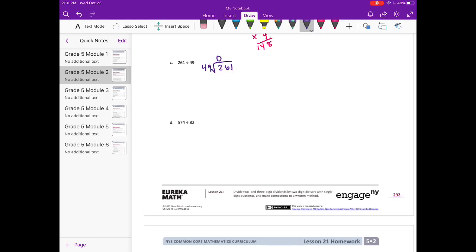C, 261 divided by 49. So 49 can't go into 2, and it can't go into 26. 49 is really close to 50, and I know 50 could go into 261. So we have 50, 100, 150, 200, 250, 5 times. So I'm going to try 49 times 5. 9 times 5 is 45. 4 times 5 is 20, plus 4 is 24. So if I added another 49, it would be too big. So it can go in 5 times.